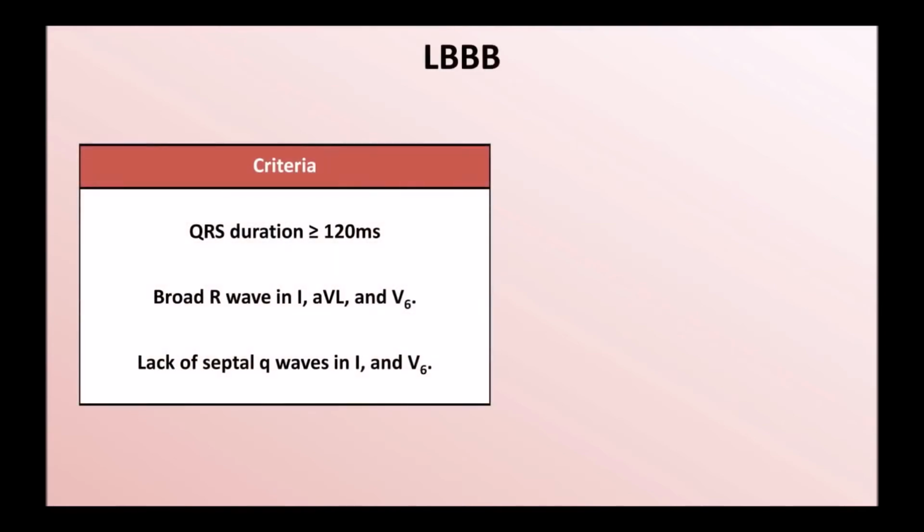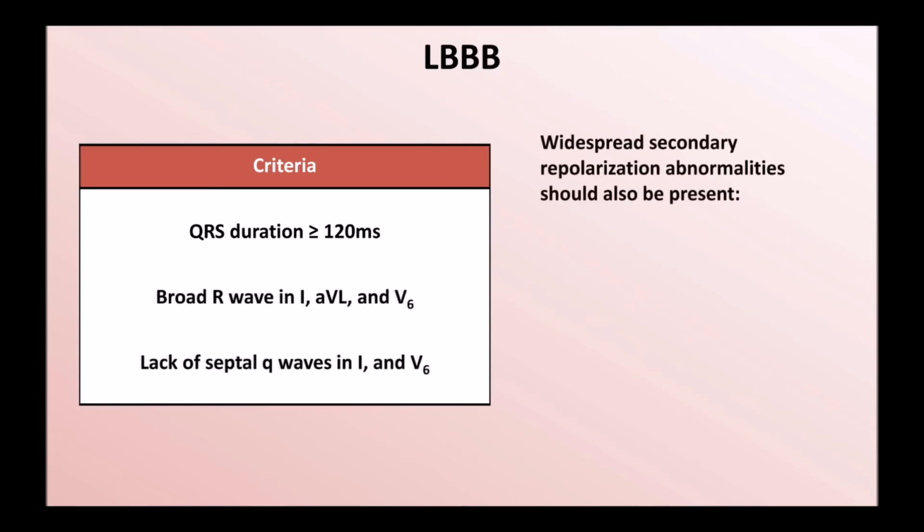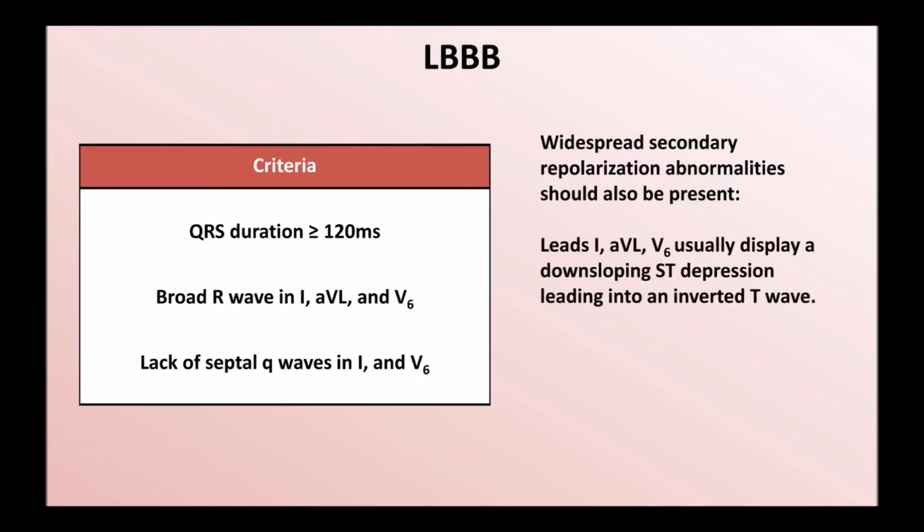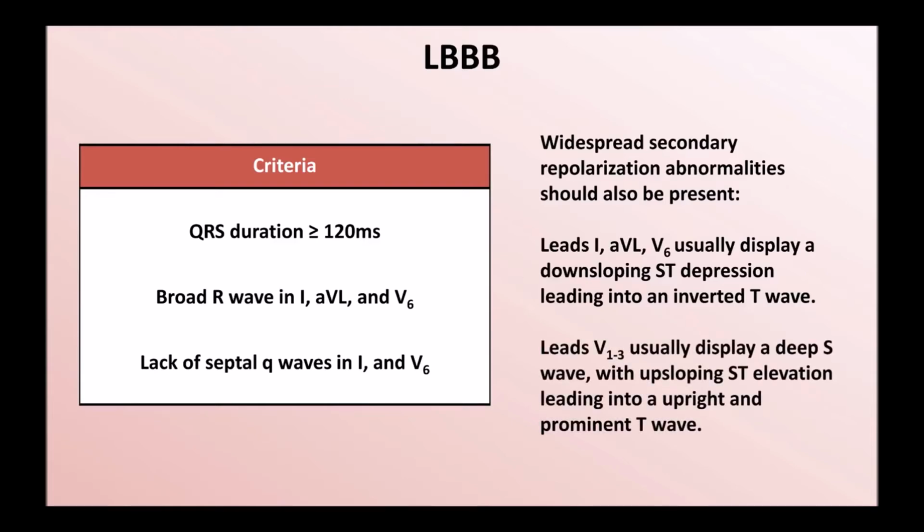Typical diagnostic criteria for left bundle branch block includes a QRS duration equal to or greater than 120 milliseconds, a broad R wave in 1, AVL, and V6, and a lack of septal Q waves in 1 and V6. As previously stated, there are widespread repolarization abnormalities seen. In leads 1, AVL, and V6, there is usually a downsloping ST depression leading into an inverted T wave. And in leads V1 through V3, there is usually a deep S wave with upsloping ST elevation leading into an upright and prominent T wave.